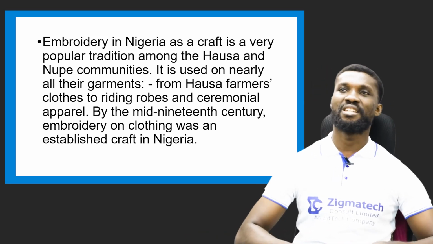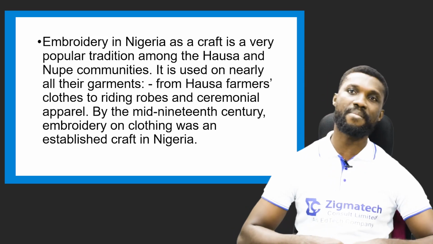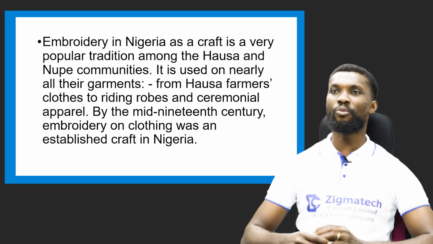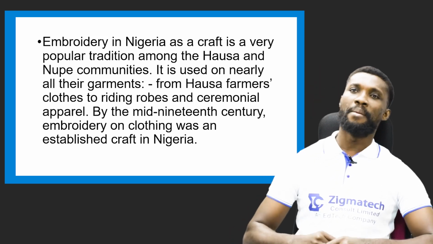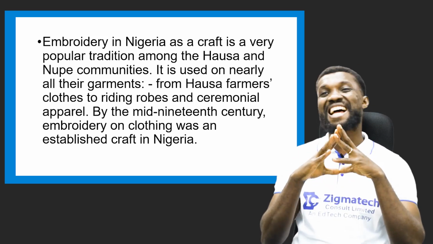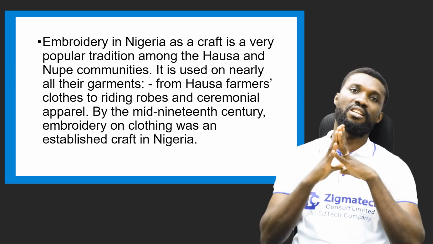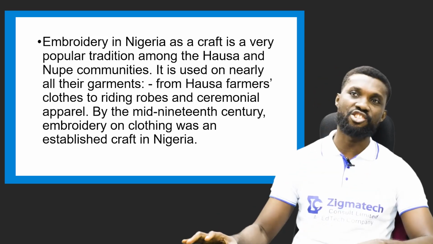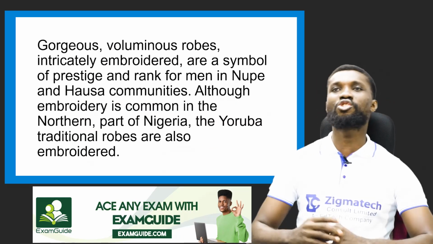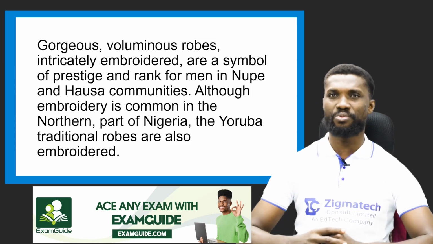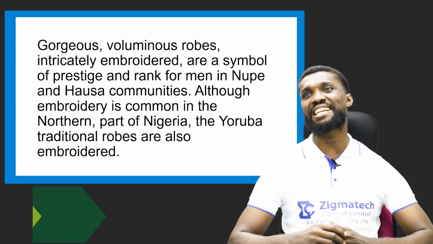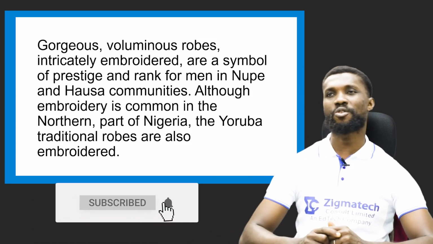So that is exactly what embroidery is. It is used on nearly all their garments, from the Hausa farmer clothes to the rider, robe, and down to the ceremonial apparel. By the mid-19th century, embroidering on clothes was an established craft in Africa, to be precise, in Nigeria. Now, gorgeous and voluminous robes, intricately embroidered, are symbols of prestige and rank for men in the Nupe and the Hausa community.